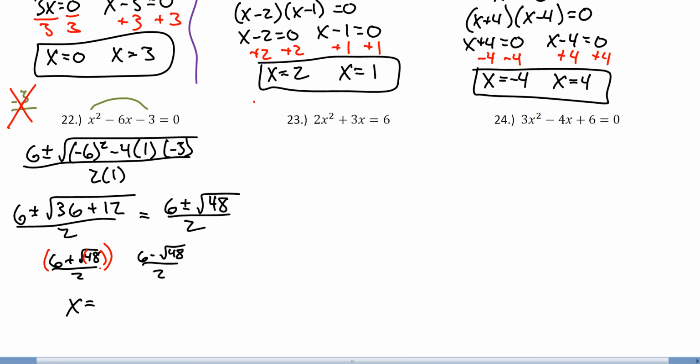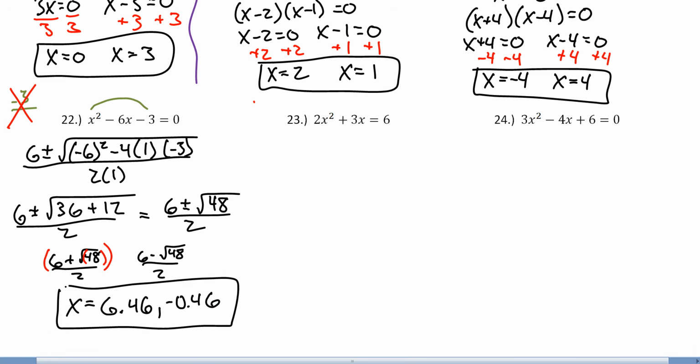The other option is to type in that numerator. So like in the next one, 6 minus the square root of 48, hit the enter button, and then immediately hit divided by 2. And then you kind of take control of that order of operations. Either way, when you plug this in, the first one gives you a 6.46. The next one gives you a negative 0.46. And so those are my two answers. And that's it. Okay.